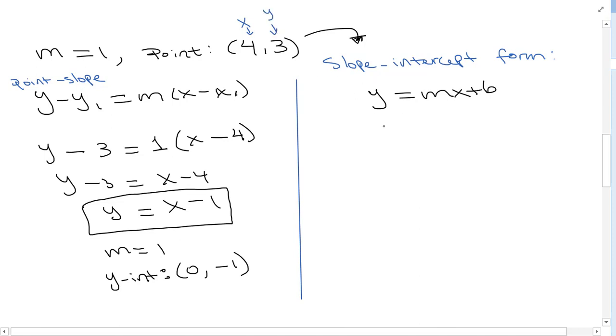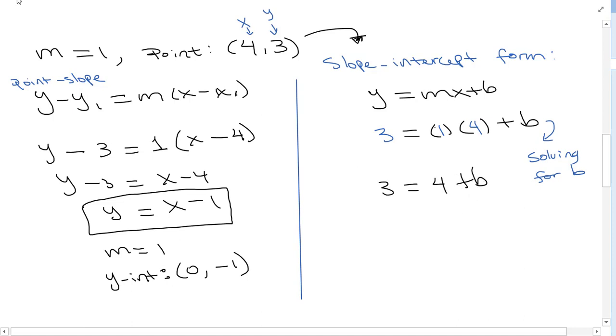So when I put it in here, this is going to look like y, so 3 is equal to m, which is 1, times x, which is 4, plus b. So m is 1 and x is 4. And so with the slope-intercept form, we are solving for b. And so when I solve for b, so this is what 3 equals, 4 times 1 is 4 plus b. And then move the 4 over, so -4 from both sides. And you end up with -1 is equal to b.